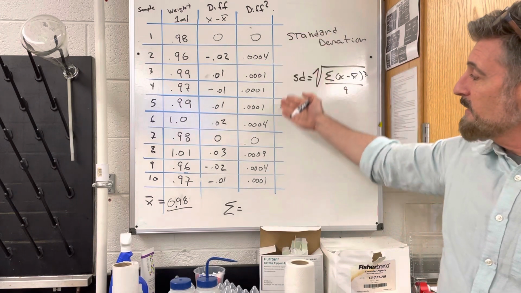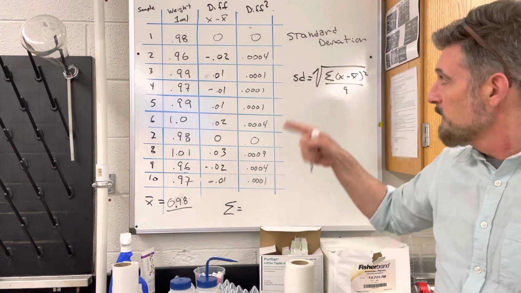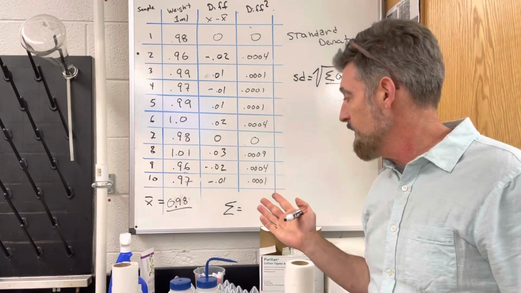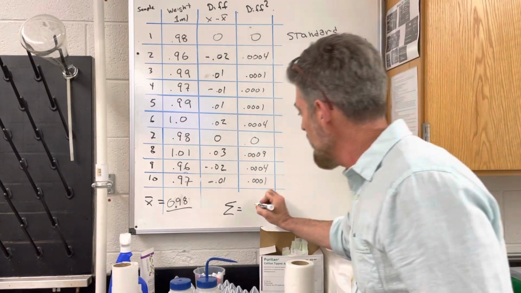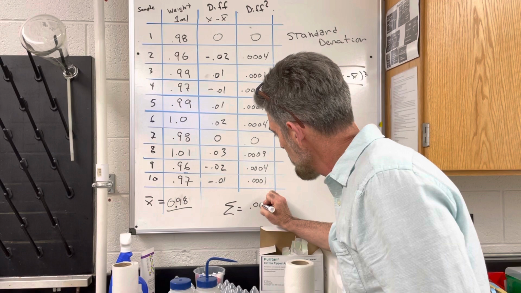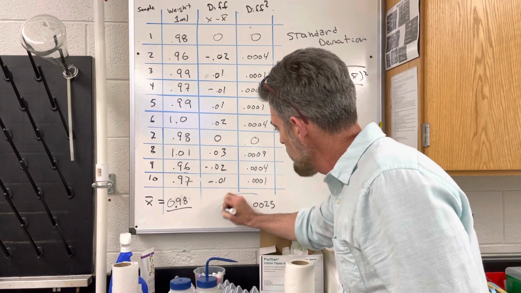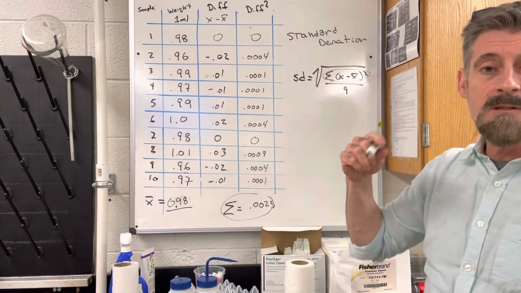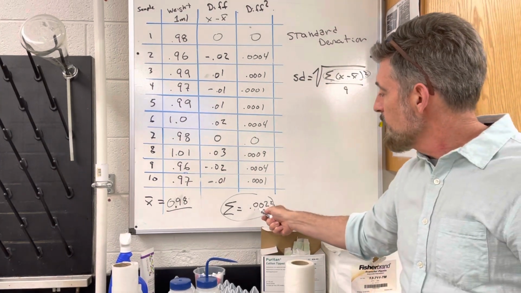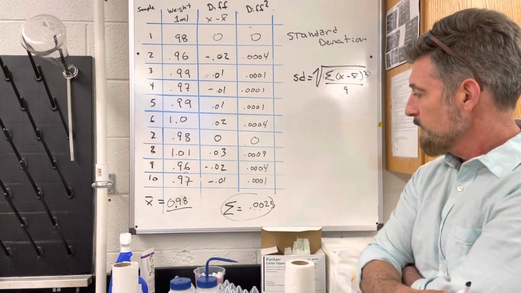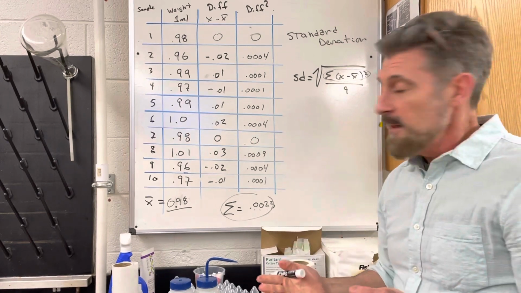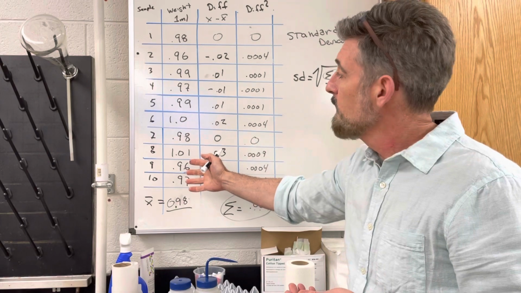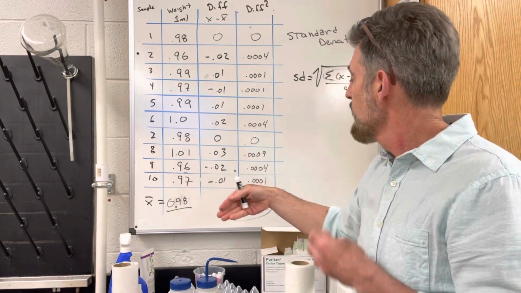So now this is the square of all those differences, and they're all positive. I got rid of the negative signs. So now we can sum them up. So we add them up. And so now the sum of the differences squared is 0.0025. So what's that mean? It's like adding up all these numbers, roughly, before we divide.